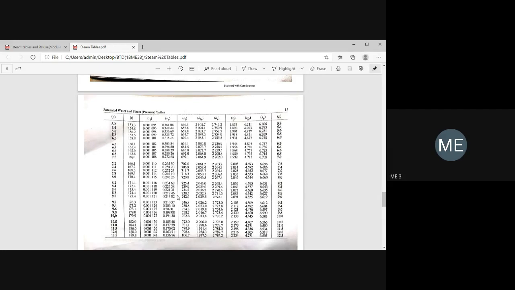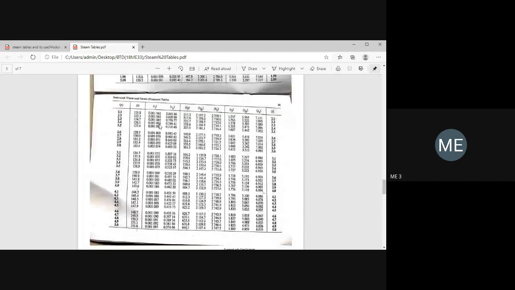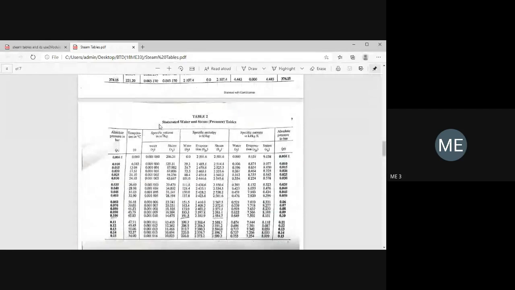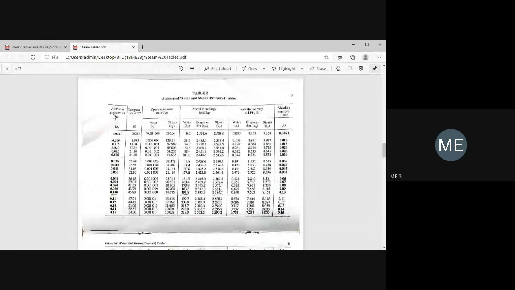degrees Celsius. And these are the properties, like Vf is the specific volume of water at that corresponding pressure. See, we are having the heading like this. First one is absolute pressure in bar, temperature in degrees Celsius, specific volume in meter cube per kg. So the first column indicates water and the second column indicates steam. And we're having specific enthalpy in terms of kilojoules per kg. We're having Hf, Hfg, Hg. So one is sensible heat, the second one is the latent heat, and the third one is the total heat.